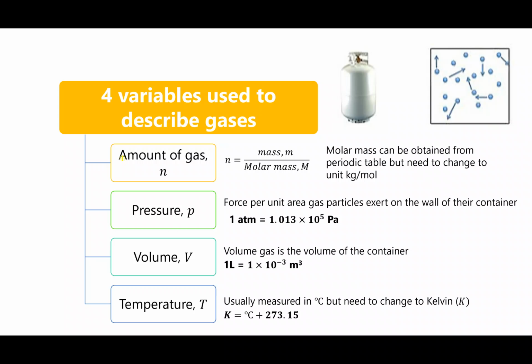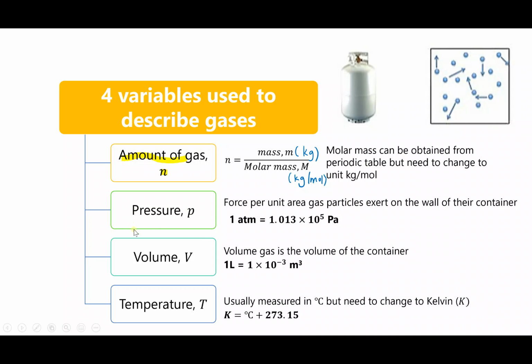Okay, so number one, we have the amount of gas, which is, in other words, the number of mole. So how are we going to calculate the amount of gas? We are going to use the equation mass over molar mass. And make sure your molar mass must be in unit kg per mol. If you study chemistry, usually molar mass is given in unit gram per mol. But in physics, you have to convert into the SI unit, which is kg per mol. And the mass here must also be in unit kg. Make sure the mass of the gas is in unit kg.